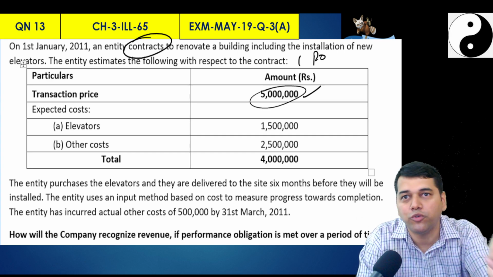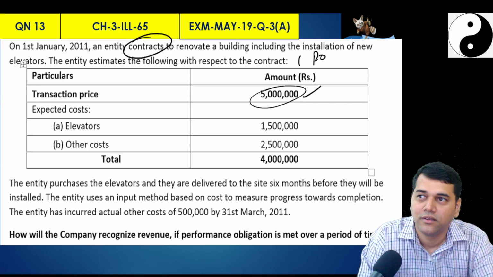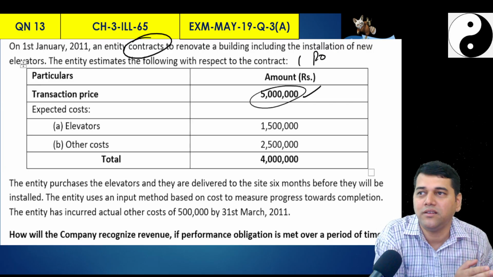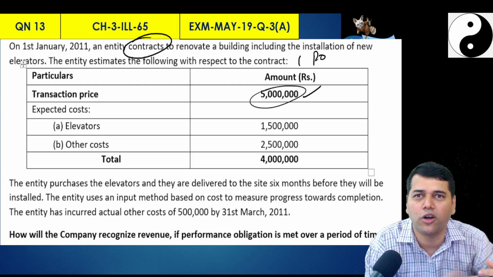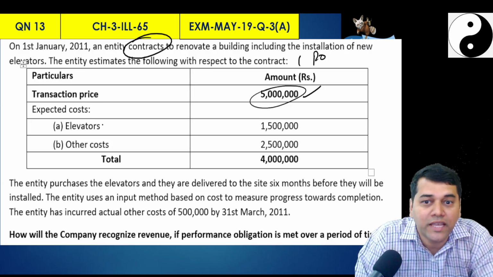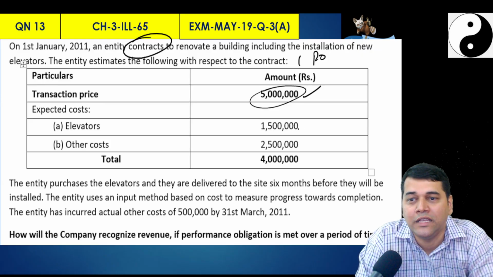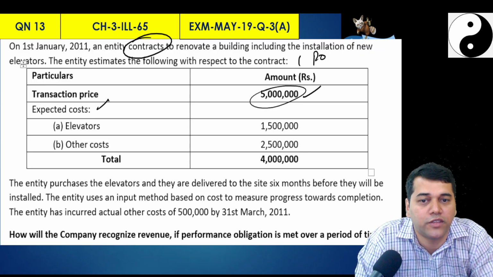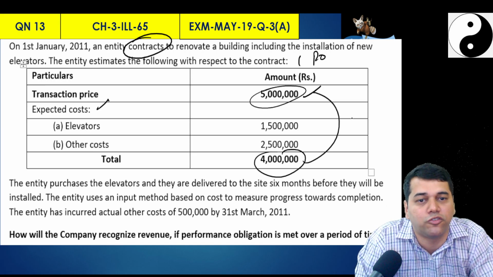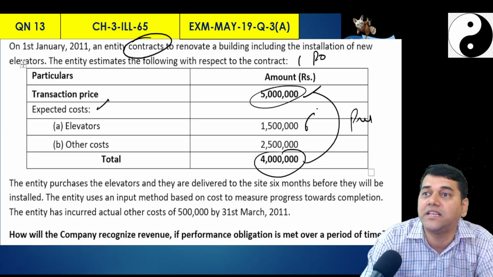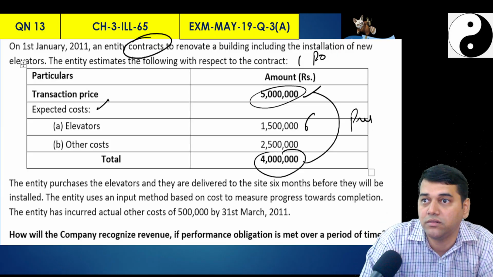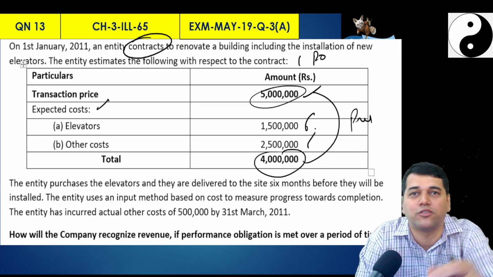So you will use input or output method. So generally which method? Except that examination question, input. Almost all questions are input method. So that's why they will give you cost now. So they said that the expected cost of the project is 40. So this difference is your profit. Out of that, elevator cost itself comes 15 lakhs, one big chunk, and 25 lakhs is your renovation cost.